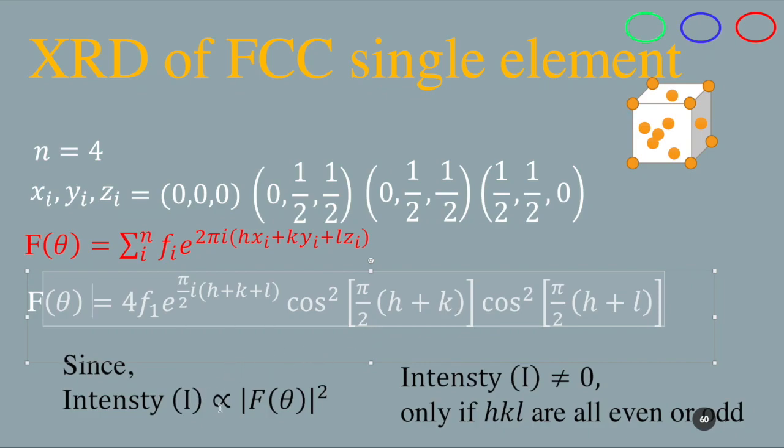Since the intensity is proportional to the square of the structure factor, it is important that the structure factor is non-zero. It is only non-zero when h, k, l are all even or all odd. If they change parity, for example, this is 1, this is 0, this becomes 0. So we can only have intensity if h, k, l are all even or all odd. And that's the selection rule for FCC.